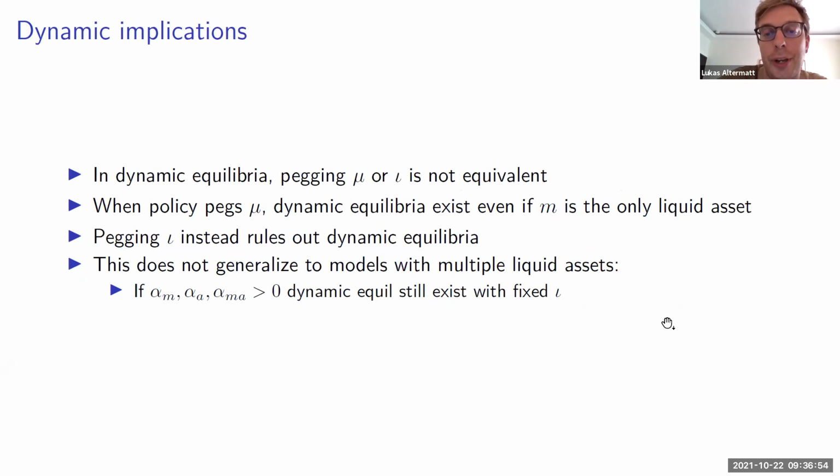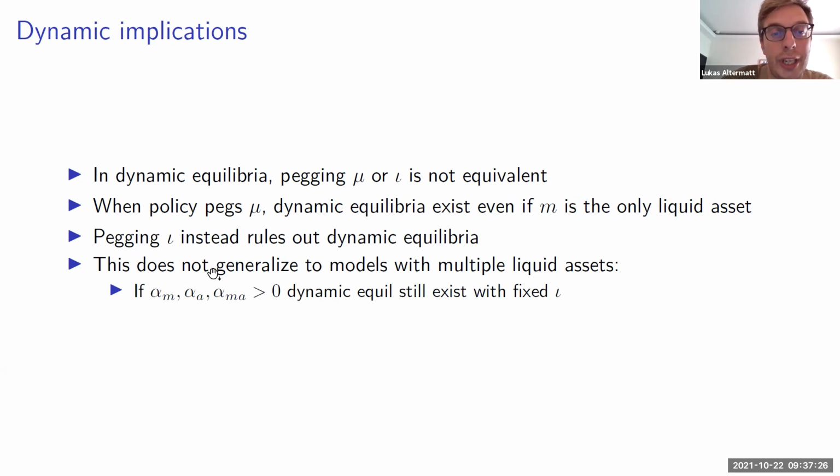In dynamic equilibria, it turns out that pegging the growth rate of money or this nominal interest rate is not equivalent. And when policy pegs the growth rate mu, dynamic equilibria exist even if money is the only liquid asset. So the dynamic results I showed you before were for a constant money growth rate mu. If the policymakers instead peg IOTA, this rules out dynamic equilibria if money is the only liquid asset.